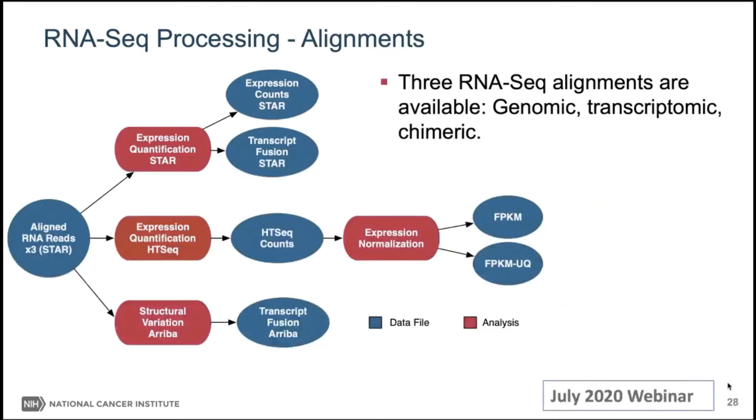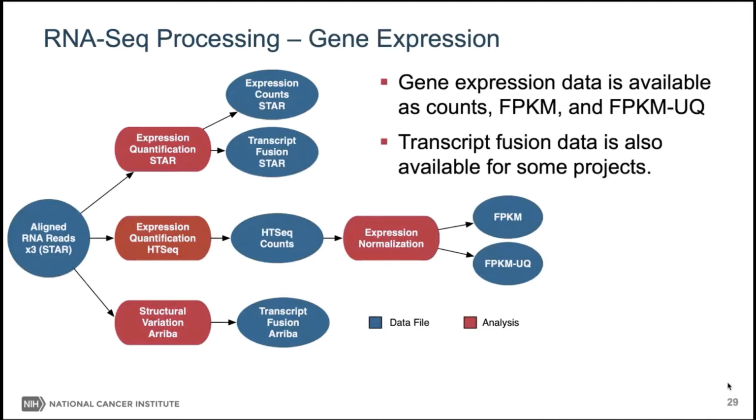The RNA-seq processing alignments are done with STAR, and for newer projects, 3 RNA-seq alignments are made available. Those are the genomic, which is the full genome, the transcriptomic, which are only the transcripts, and the chimeric, which focuses on reads that went across different chromosomes. The gene expression files that are made available from those projects are available as counts from both STAR and from HT-seq, and the HT-seq data is normalized via FPKM and FPKM upper quartile. In addition to that, the splice junction files are also made available.